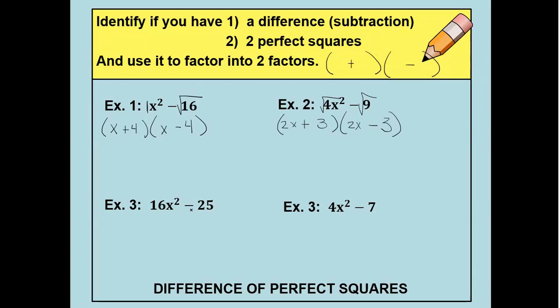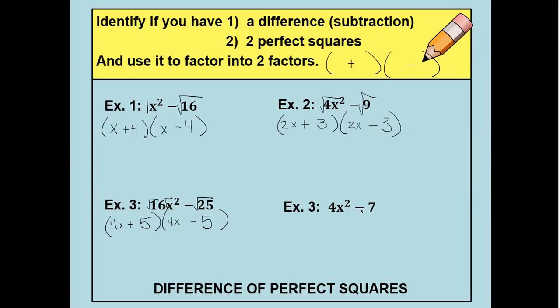Let's double check here. We got subtraction, 2 perfect squares, we're golden. So I got a plus, I got a minus. 16x squared. Well, we know that's 4x and 4x, right? Because we got to square root both of those. Square root that 25, we get a 5 and a 5. Done with there.